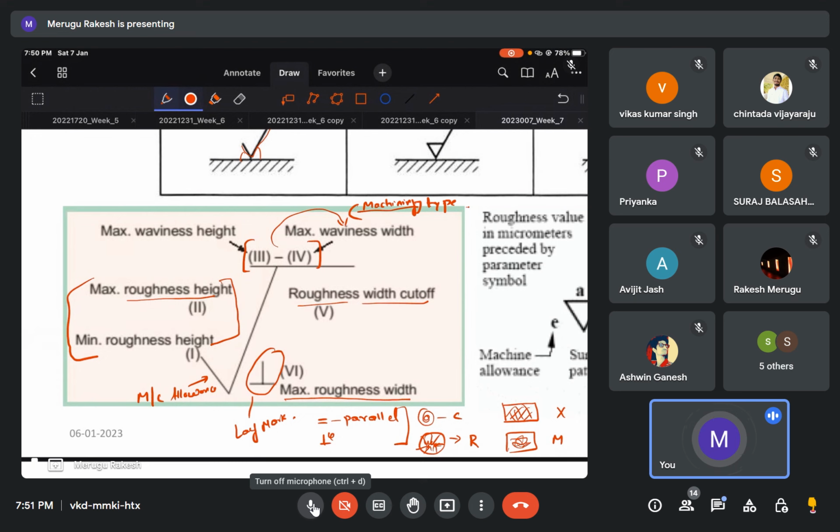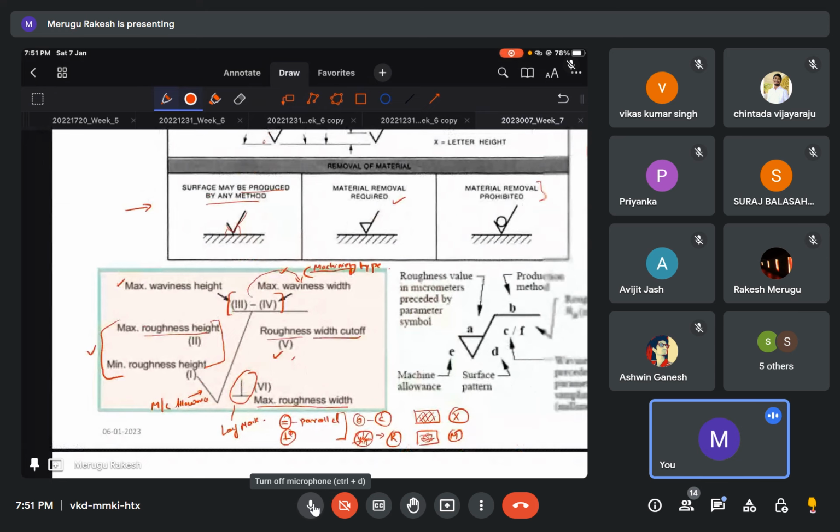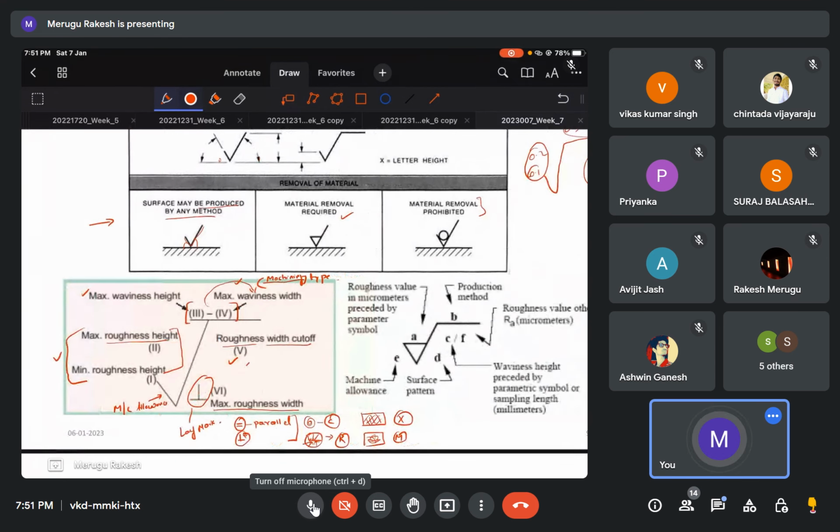So these are the different types of lay marks. You need to remember these; just by seeing the graph itself you can come to know. Just remember these notations. M is multi-directional, X is crossed, R is radial, C is circular, and then the perpendicular as well as parallel. These symbols: equal-to, perpendicular, C, R, X, M. These are the values that you need to remember exactly. There is no shortcut for remembering. Just practice, and then remember.